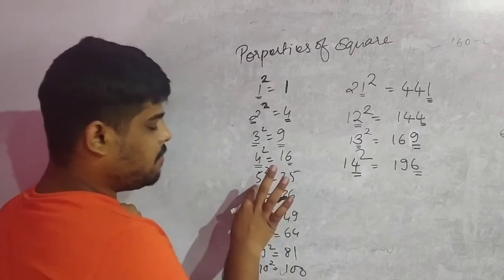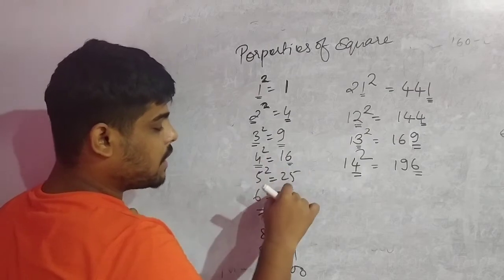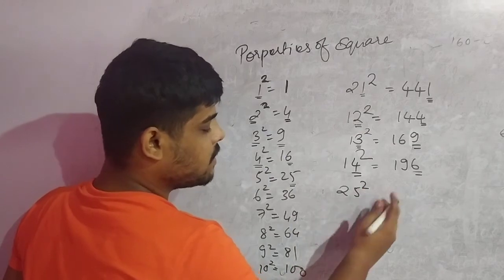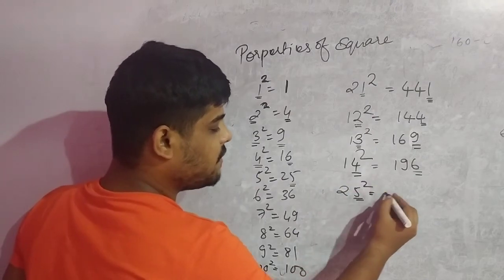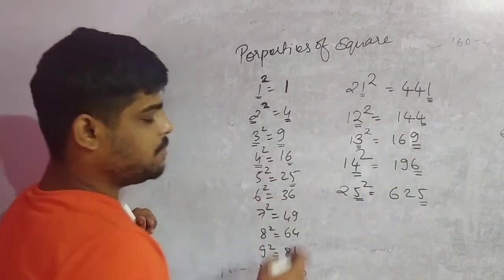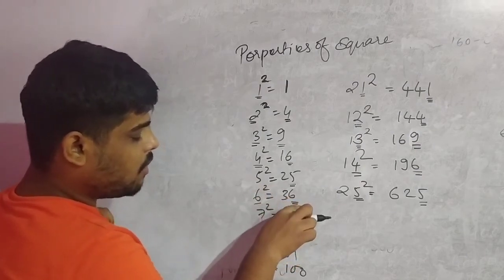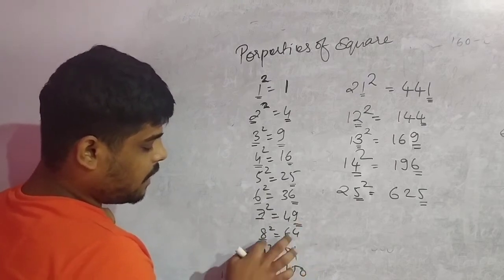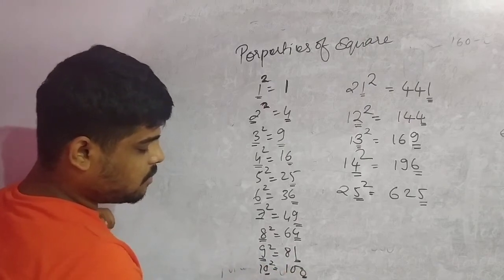नाउ 5. If a number contains 5 in its ones place, the square of that number contains 5 in its ones place. Example 25. So 25 contains 5 in its ones place. The square of 25 is 625. So 5 is coming at the ones place. Similarly, if there is 6, in its square also 6. If it contains 7, in its square it contains 9. If it is 8, it contains 4. If 9, then 1. If 0, then 0.